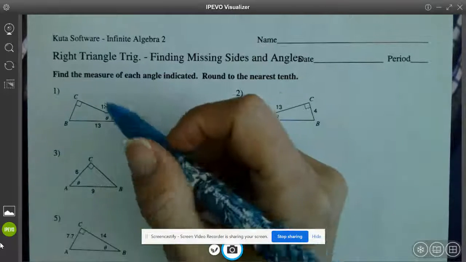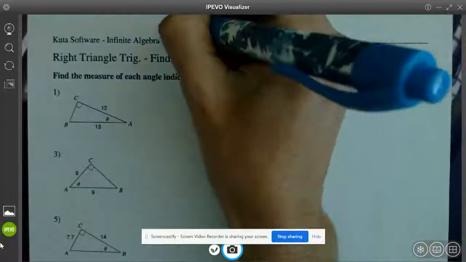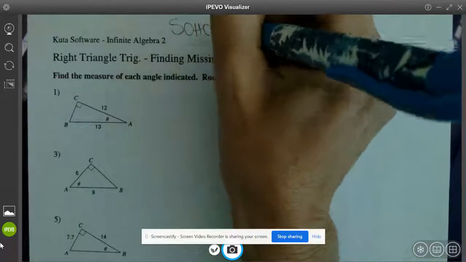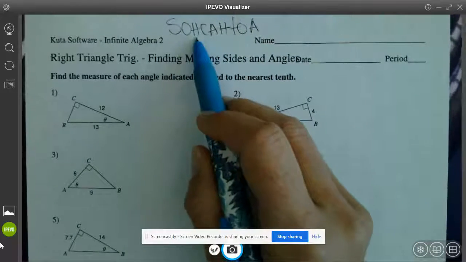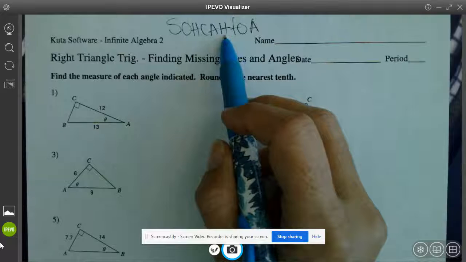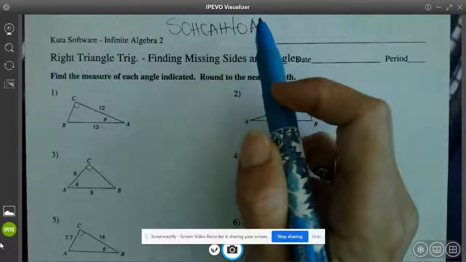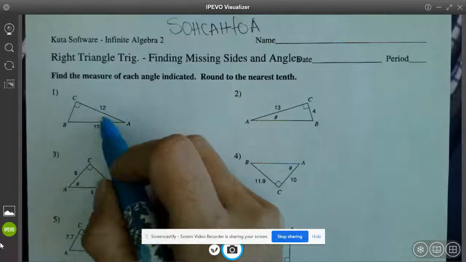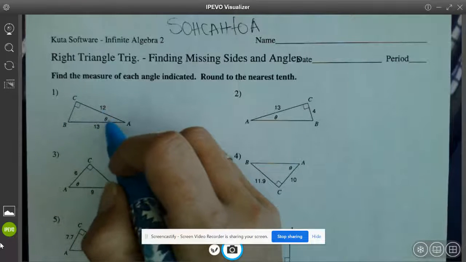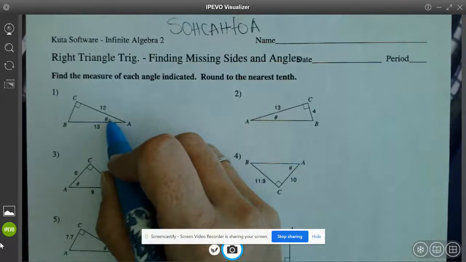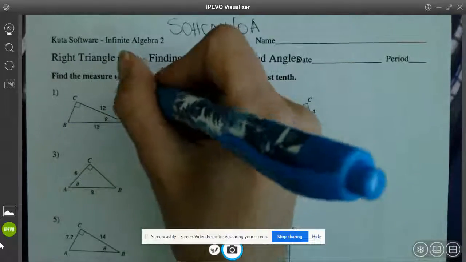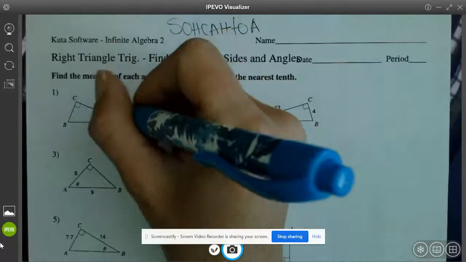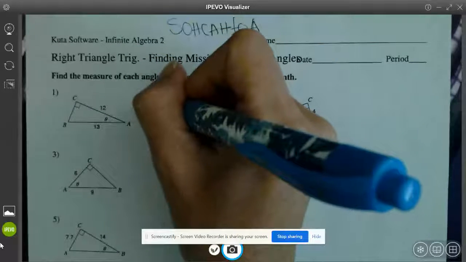Let's do this one. Remember the ratios: sine is opposite over hypotenuse, cosine is adjacent over hypotenuse, tangent is opposite over adjacent. Here we don't have the opposite side, so I know it's cosine, and I'm looking for the angle.